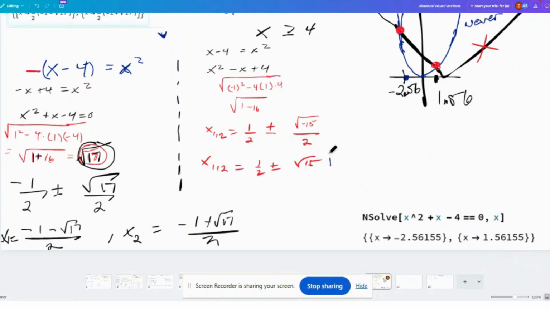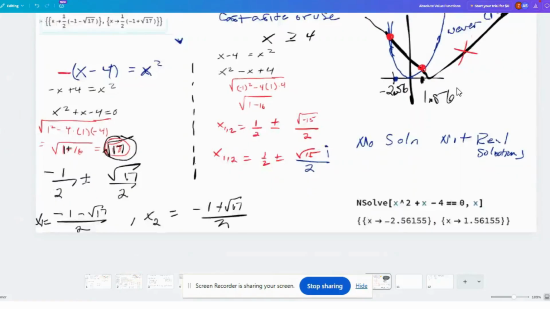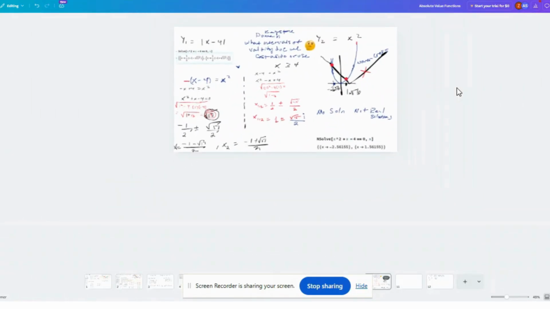Here we go. Now I can write. Okay. Over 2. No solution. Not real. Solutions. So we only have one answer set. We only have two intersections between the two functions, and that was going to be the left side, negative x minus 4 equals x squared, of that absolute value function.